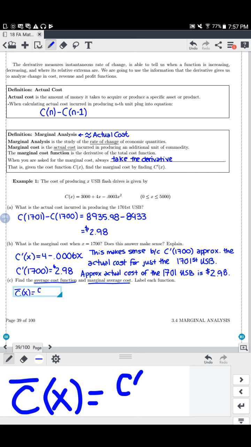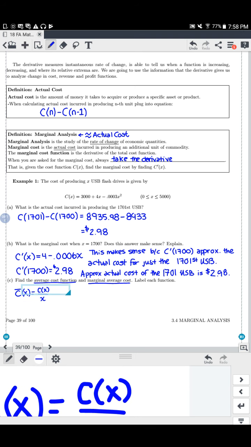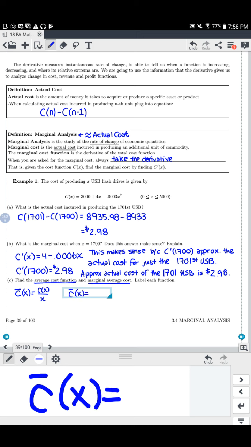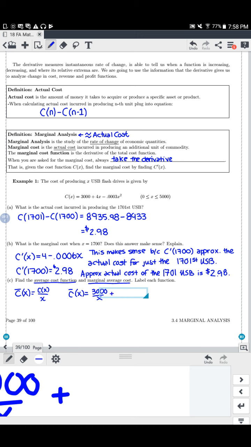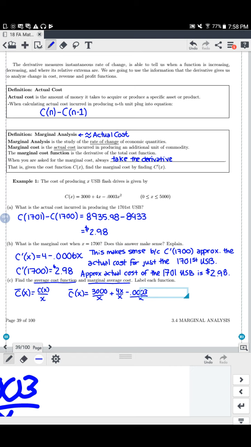And we're going to find the average by taking the total cost and dividing it by the number of numbers. Same way you've been finding averages your whole life. Total divided by the number of numbers. So C of x is the total cost, and x is the number of numbers. So if we find the average cost for this function, we're going to do C bar of x. And we're going to take each term and divide it by x. So 3,000 over x, plus I have 4x over x, and I have minus 0.0003 x squared over x.